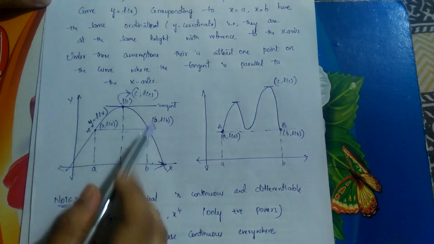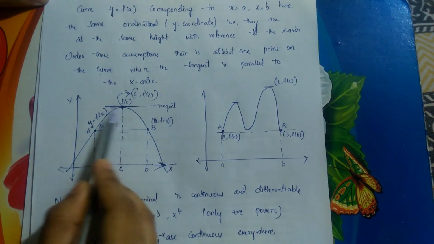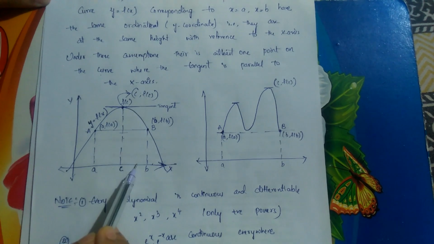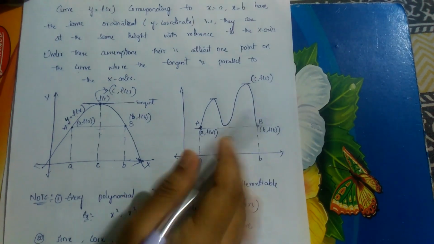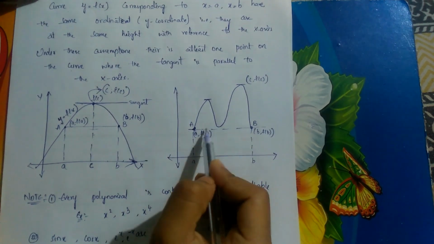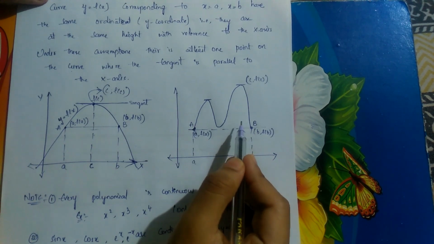So the statement tells that there exists a point, that is c comma f of c, and when we draw a tangent, that will be parallel to the x-axis. If you see the second graph here, the second graph is like this, and it's a continuous graph. It means there are no breaks at all.